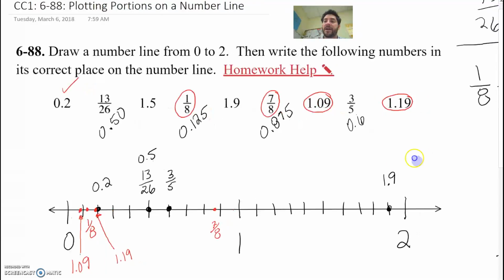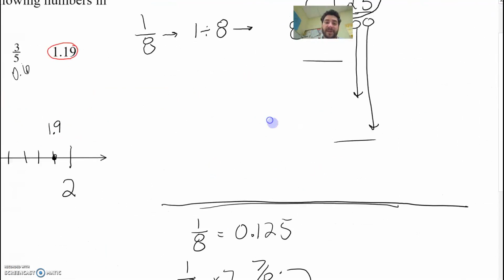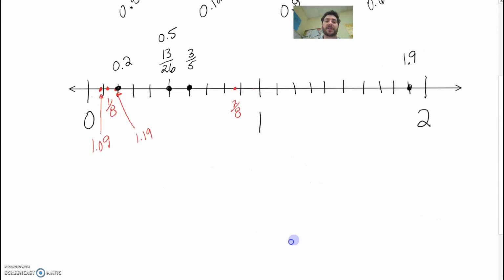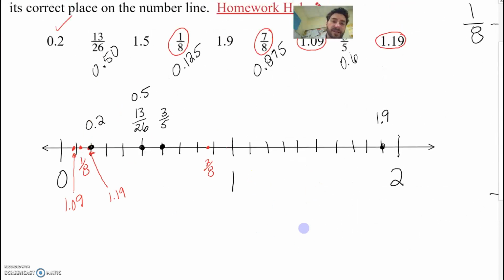For 3/5 over here, I said, well, how many tenths is that? Because my number line was broken up into tenths. So I doubled the numerator to get 6, and I doubled the denominator to get 10. So 6 tenths is written like that. So I knew where 6 tenths went. Right, this is 6 tenths right here. This is 5 tenths, that's 6 tenths.